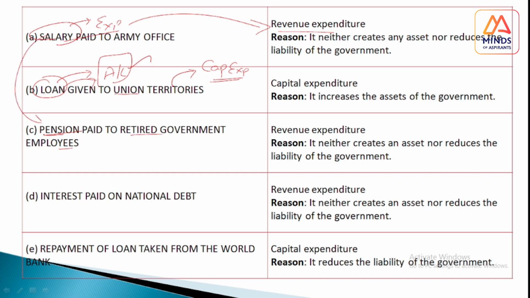Then item number 3, pension paid to retired government employees. Obviously it comes under the category of salaries, right? So it is revenue expenditure. And interest paid on national debt: this interest neither created any asset nor any liability. We are paying the interest to another party, so obviously it comes under revenue expenditure. Then repayment of the loan taken from the World Bank. We had taken the loan from the World Bank and now we are repaying it. Our liability is getting reduced, so it comes under capital expenditure. Money flows outside, which represents the capital account.